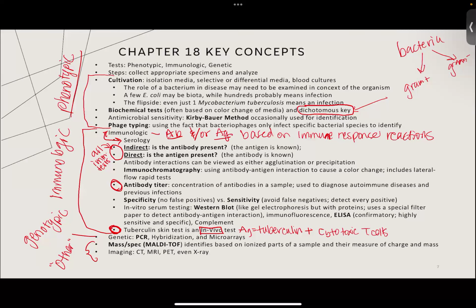We also have complement tests. This just relies on whether or not, when we mix samples with red blood cells, they cause the red blood cells to lyse. And that is going to depend on complement causing the blood cells to lyse, or the complement being used up by antigen, preventing blood cells from lysing.